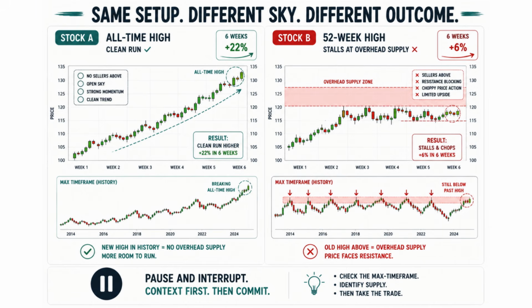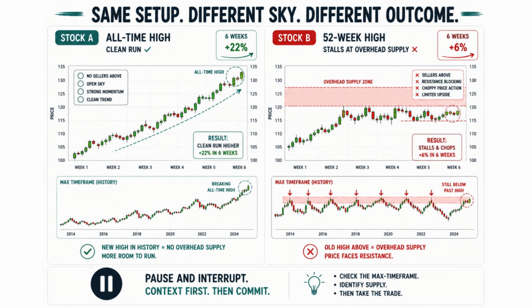Stock B, 52-week high only, looks identical on the 1-year chart, but maximum time frame shows it traded 30% higher 2 years ago. Layers of trapped buyers above. Breaks its 52-week high on decent volume, runs 6%. Then stalls hard at the first overhead supply zone. Trapped buyers from 2 years ago sell to break even. Stock chops sideways for weeks.